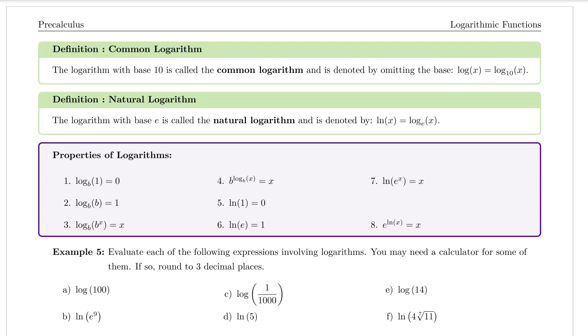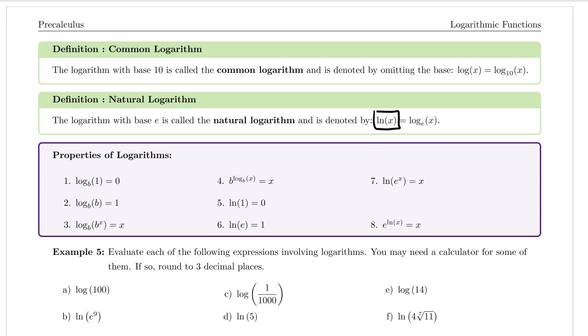This is something that we use very commonly. The other frequently used logarithm is the natural logarithm. So the natural logarithm has a base e, and it is denoted by ln of x. So this is not a notation that we use, but that is what this means.